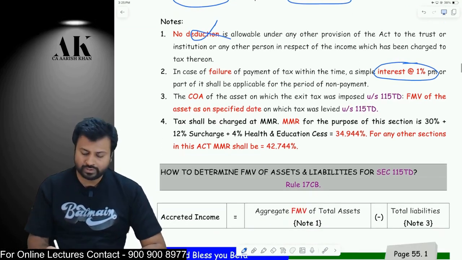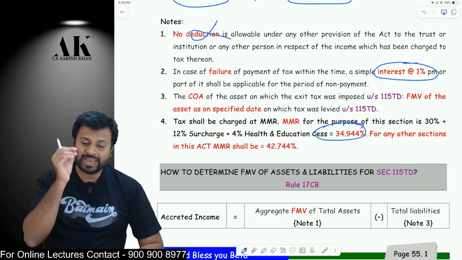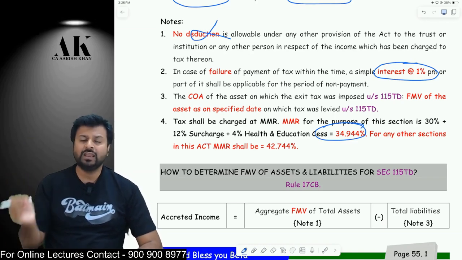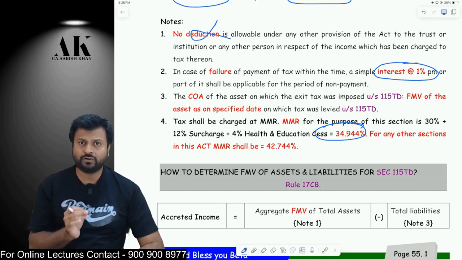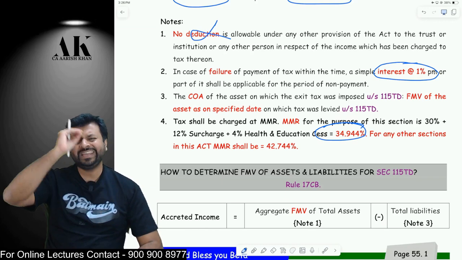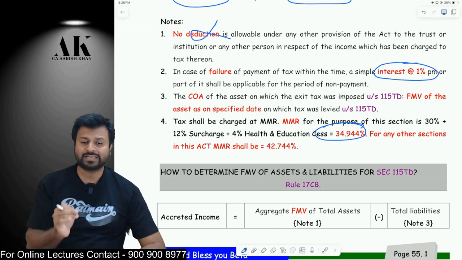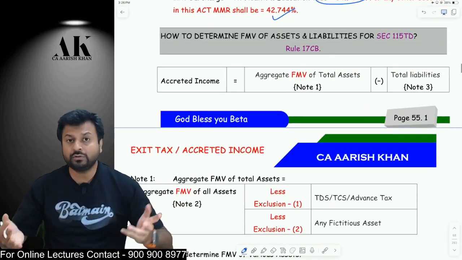What is the tax rate over here? It is 34.944%. It is also MMR, but the MMR for the purpose of this section is different from the MMR for the purpose of other sections. Okay. For the purpose of this section, the MMR is 34.944%. Apart from this, in the entire income tax law, wherever the word MMR will come, you have to pay tax at the rate of what? 42.744%.